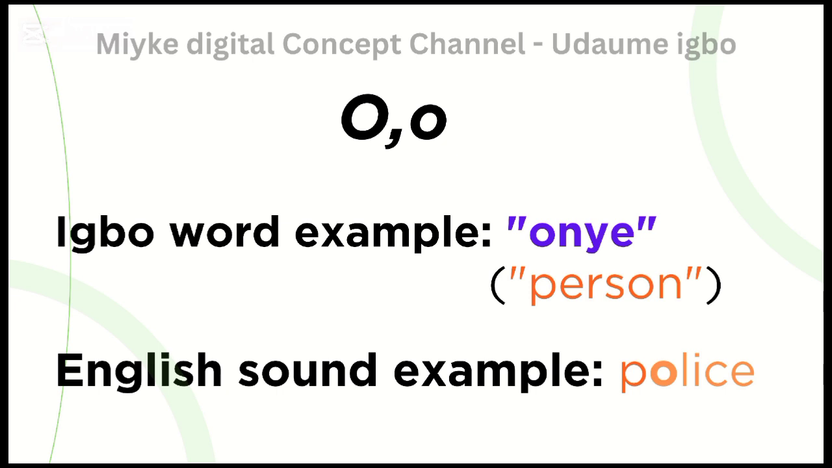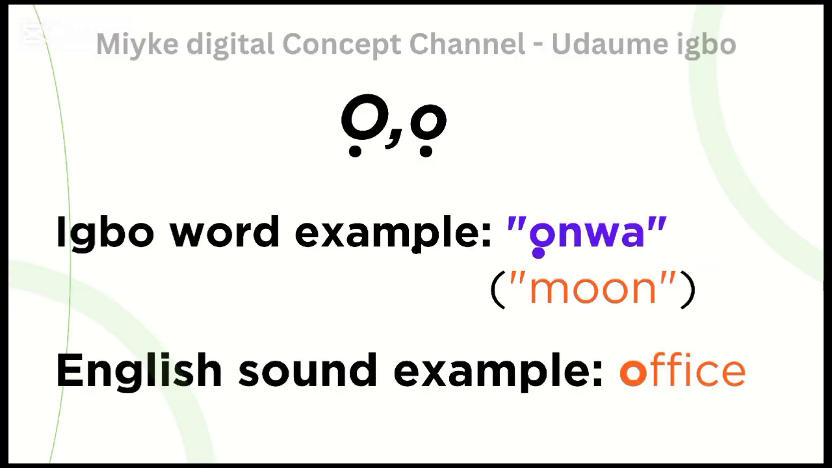But the second O that follows is O, like in moon. And the short form of that O is stressed a little bit. But you will find out that you put in a little bit of strength to call it, for instance, in English you say office. So that is it.